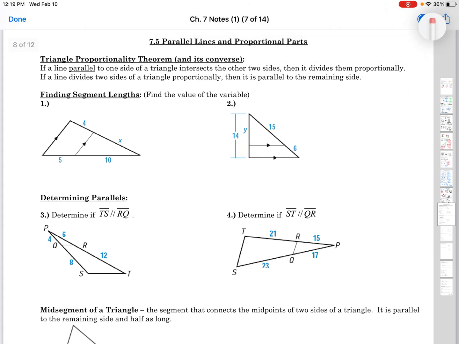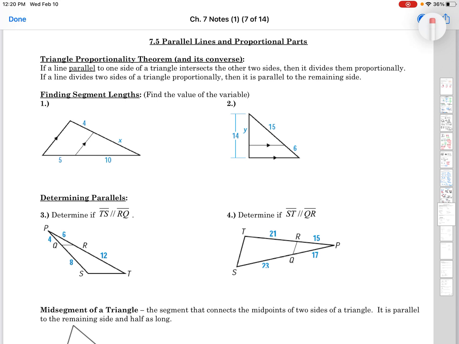7.5 Parallel lines and proportional parts. The triangle proportionality theorem and its converse. If a line parallel to one side of a triangle intersects the other two sides, then it divides them proportionally. If a line divides two sides of a triangle proportionally, then it's parallel to the remaining side.